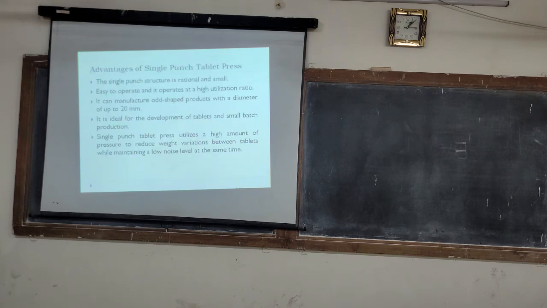The single punch tablet machine is easy to operate and small scale. At a small scale industry or laboratory level, we can use it. It can produce up to 300 tablets per minute if we are using a faster machine, while in a rotary tablet machine, we can prepare millions of tablets per hour.